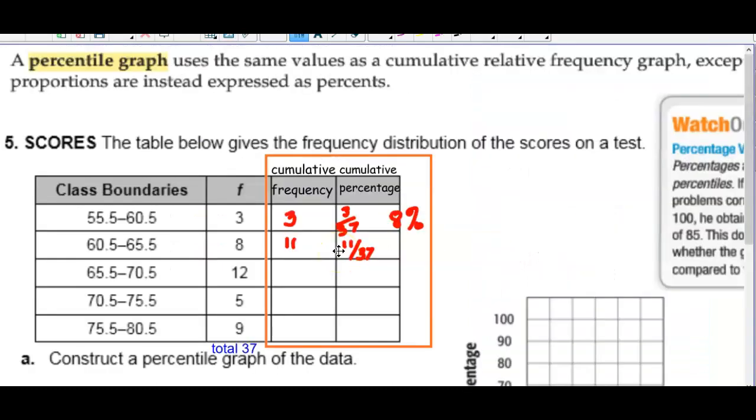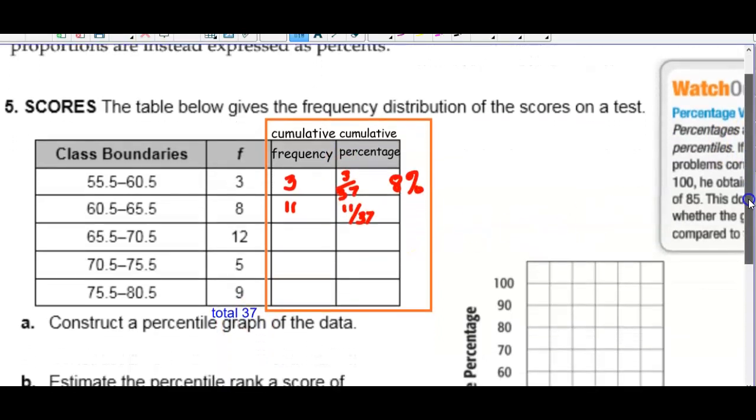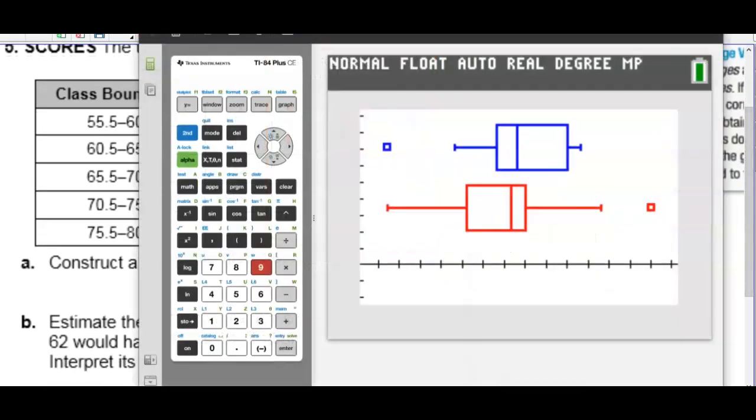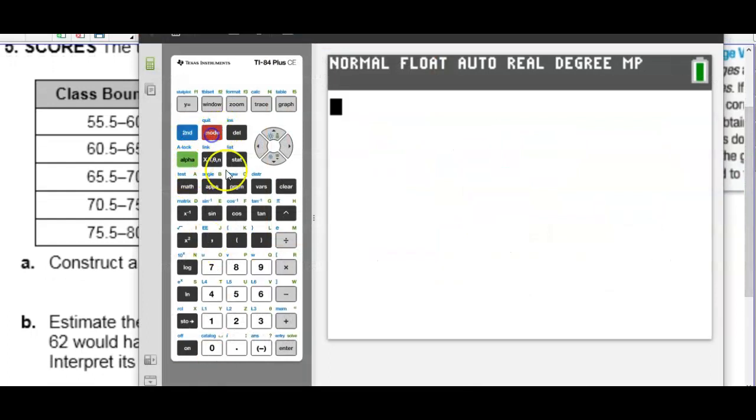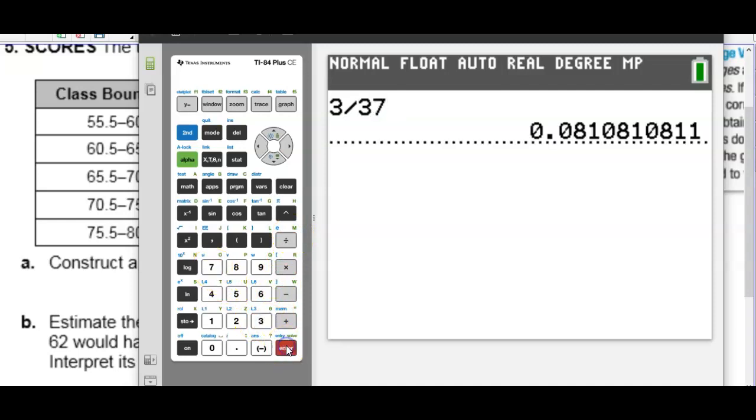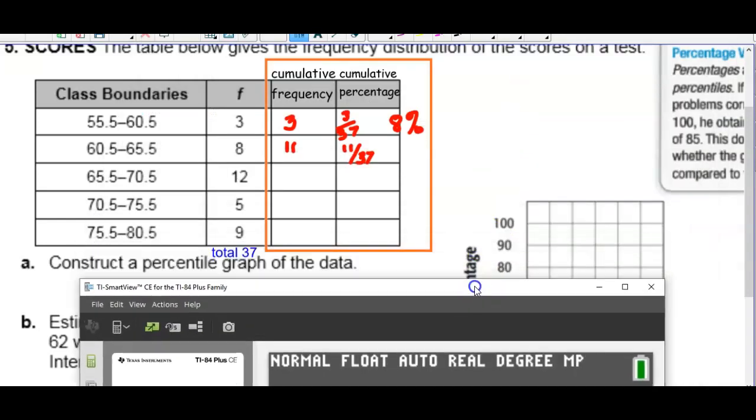All right, so we're going to do a real quick percentile graph, and I started us out here. It says the scores are the frequency distribution of the scores on a test. So 3 people scored between a 55 and a 60.5. So that's 3 scores, and I totaled these up and there were 37. And 3 out of 37 gave me 8%, okay?